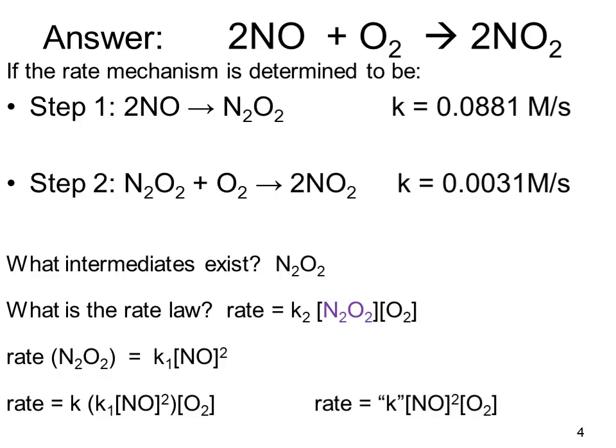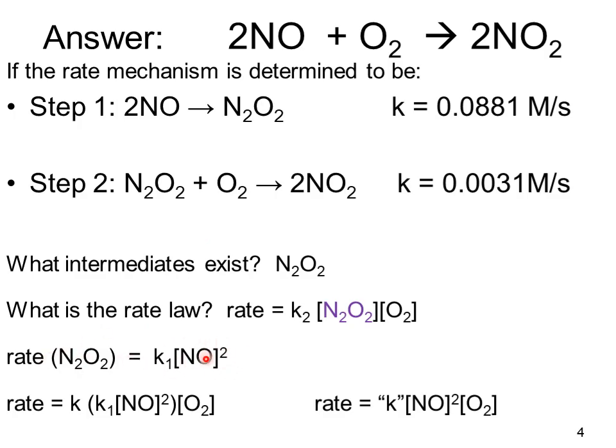Okay, so do intermediates exist? Sure, N2O2, right? And since this step is our slowest step, our rate determining step, our rate law should be rate is equal to k2 [N2O2] times [O2]. But again, N2O2 is our intermediate, so we have to look at, well, how do you make that thing? Well, you make that thing with two NOs, so that would be the rate law for the first step.